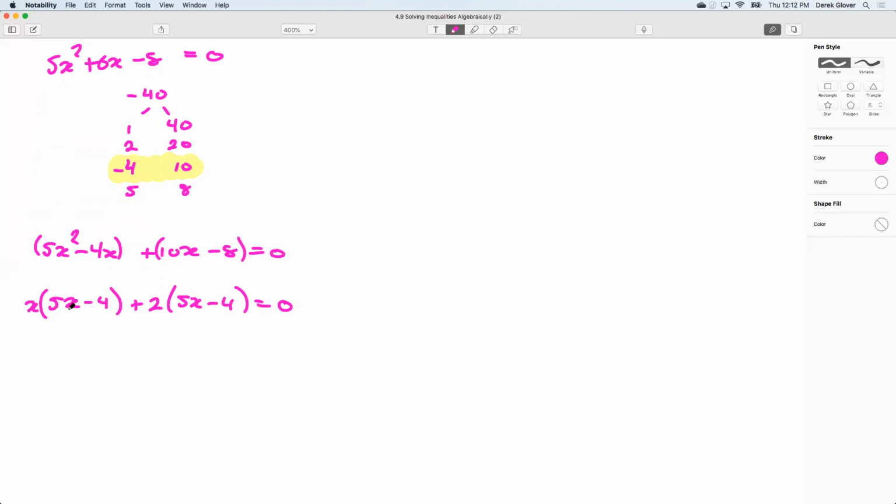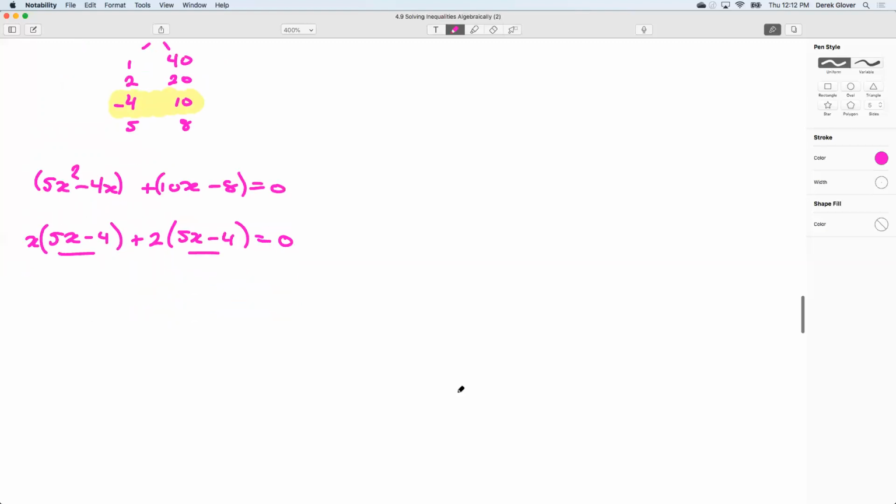Our goal, again, is to make these brackets the same. Now that we have it written like this, we can finish factoring. So x plus 2 times 5x minus 4 equals 0. And we've got our critical points. The first one is 0 when x equals minus 2. So critical points, x equals negative 2. And the second one is going to be 0 when x equals 4 over 5.